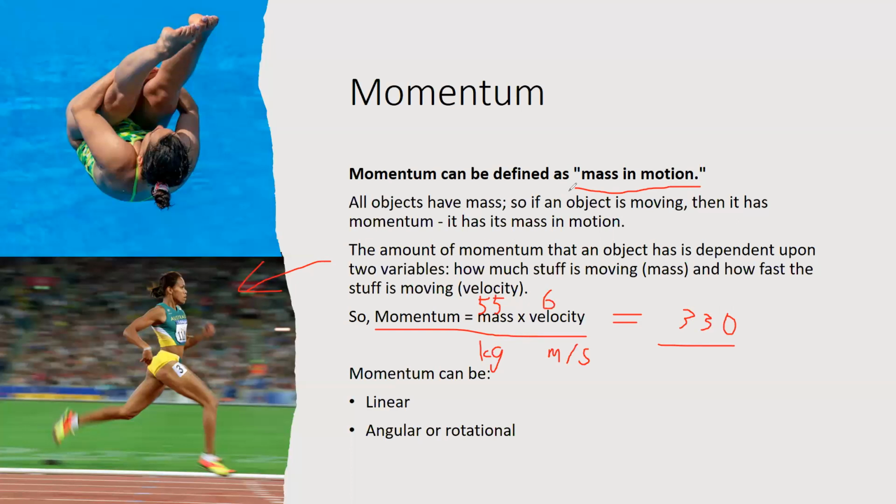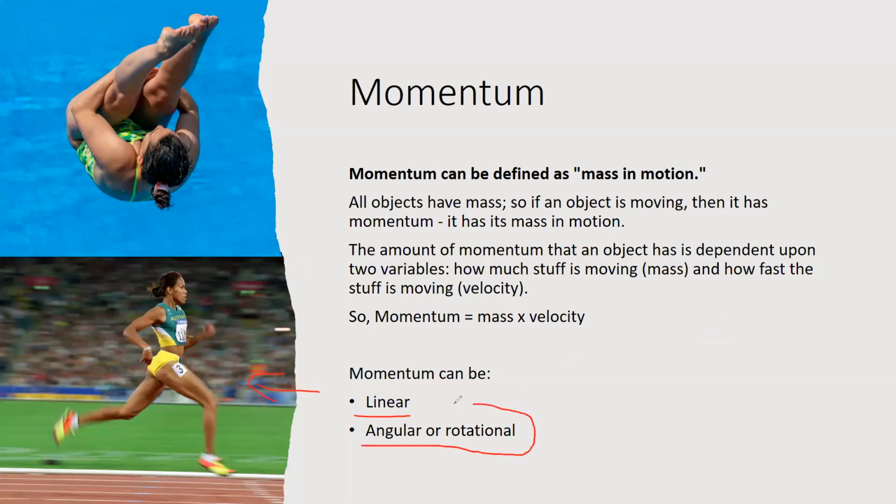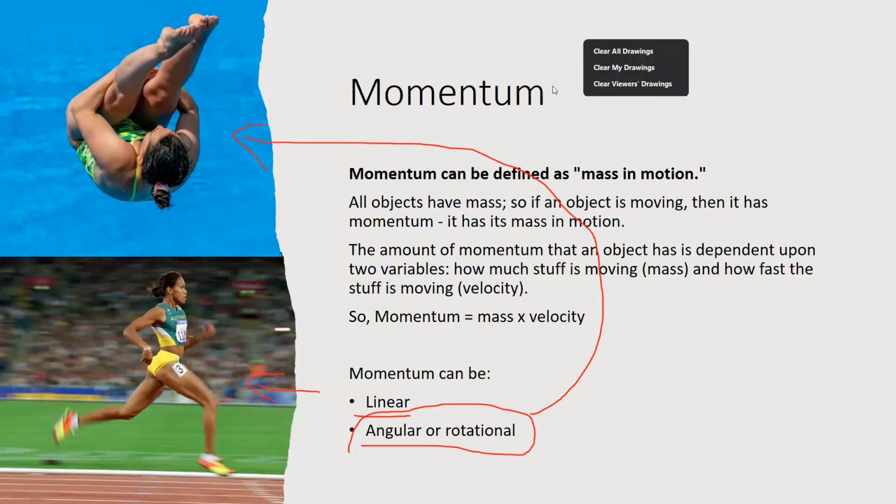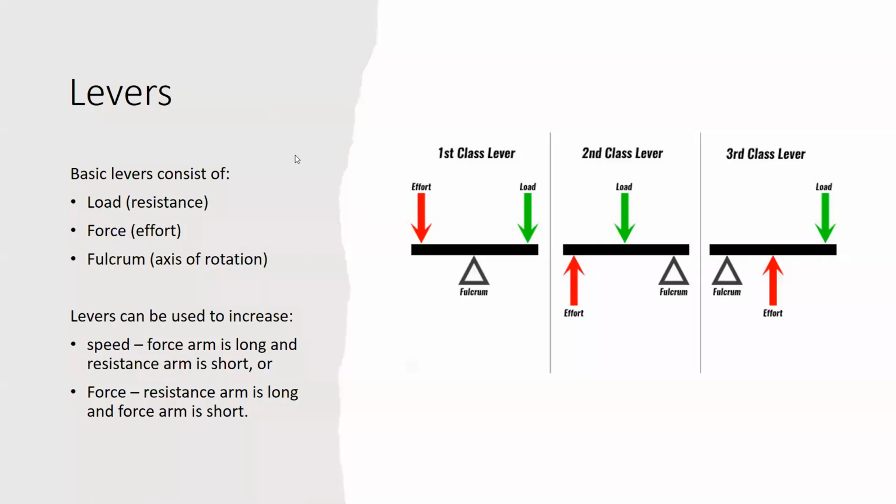So that's the magnitude of the momentum. And for momentum, we have two kinds: linear momentum, which is this one, and angular or rotational momentum. This one goes around. That's rotational momentum because the athlete is rotating. Okay, so we finish this one. Let's go to the next one.